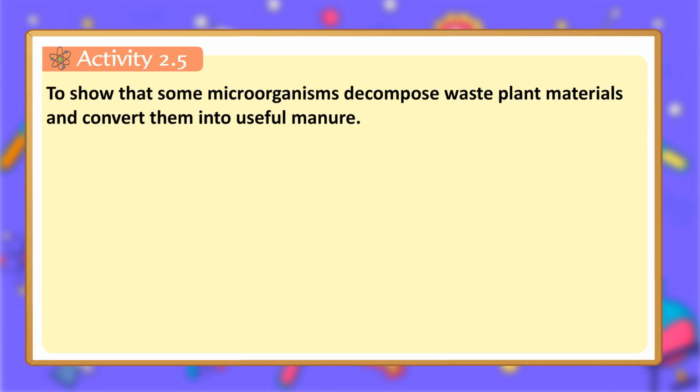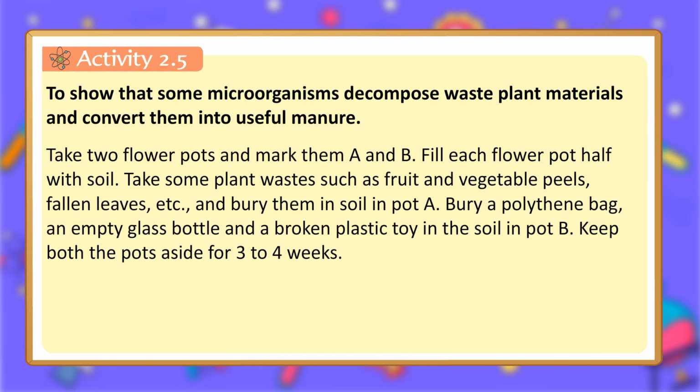Activity 2.5. To show that some microorganisms decompose waste plant materials and convert them into useful manure. Take 2 flower pots and mark them A and B. Fill each flower pot half with soil. Take some plant waste such as fruit and vegetable peels, fallen leaves, etc., and bury them in soil in pot A. Bury a polythene bag, an empty glass bottle, and a broken plastic toy in the soil in pot B. Keep both the pots aside for 3 to 4 weeks.